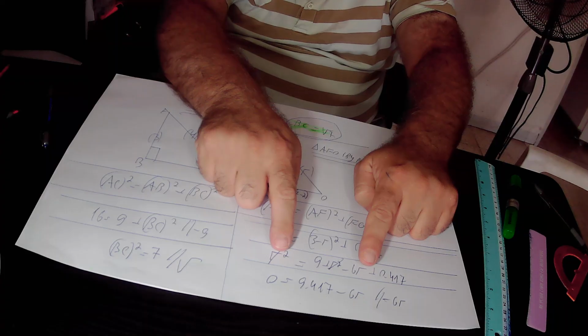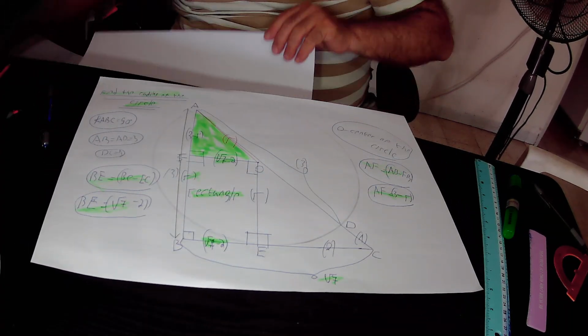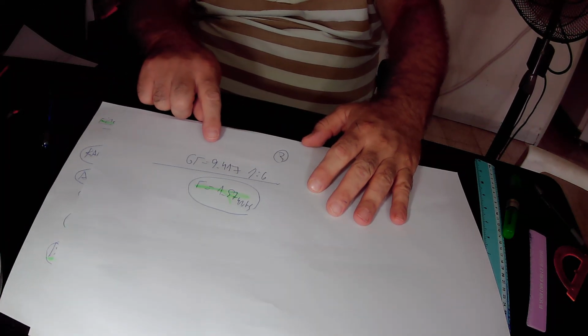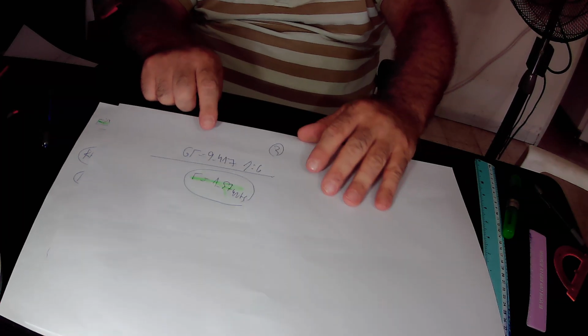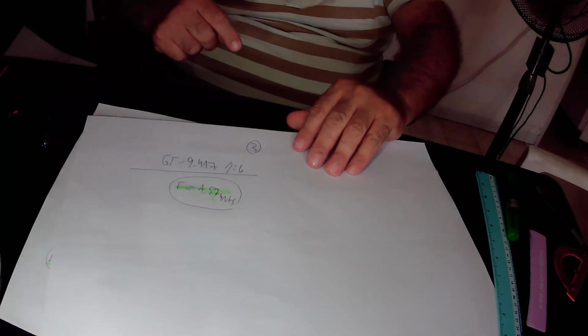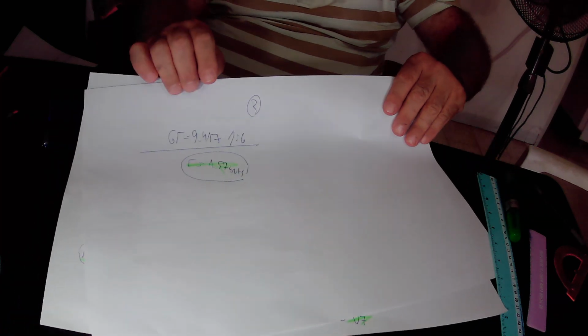Here we added 6R to this equation, and finally found out that 6R equals 9.417. Here we divided this equation by 6 and found out that the radius of this circle, that is the radius that we are looking for in this question, is equal to 1.57 units in its length. So we finish with the first question.